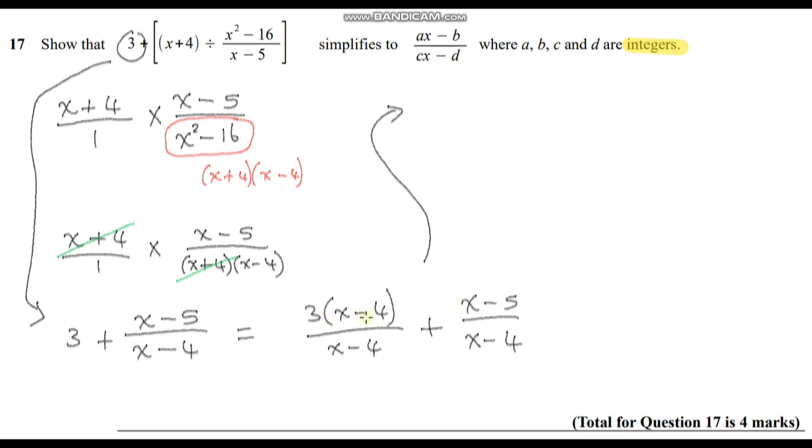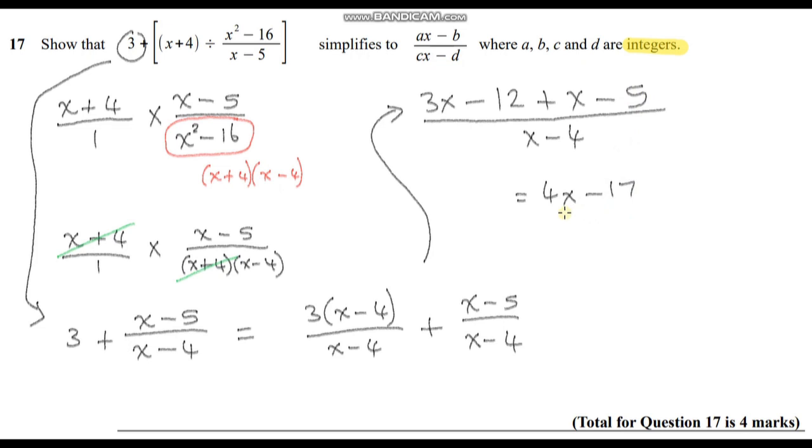So we've got, and actually I'm going to expand the brackets. So we've got 3x minus 12 plus x minus 5, and all of that is going to be over x minus 4. And we can simplify that. So 3x plus x, well, that gives us 4x. Then we've got negative 12 minus 5. That is negative 17. And then all of that is over x minus 4. And I think we are done.